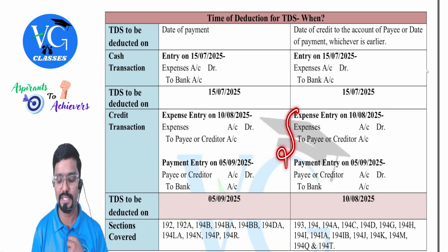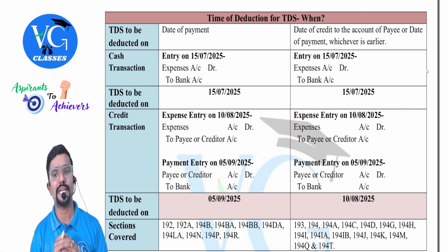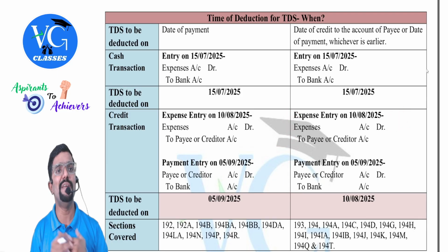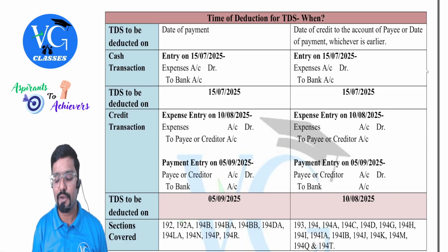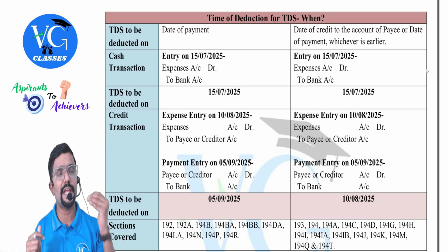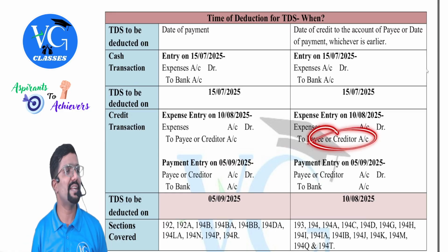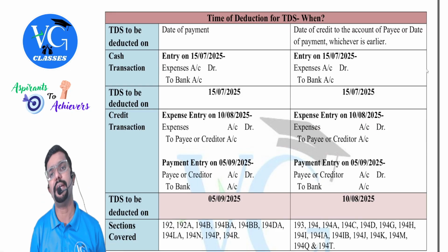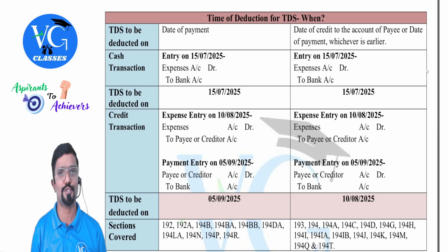Next, credit transaction. This is important. Sir, I have incurred an expense of, assume, 10 lakh, but I am not paying immediately. I have incurred the expenses on 10th August, so we are passing the entry. Expenses to whom? Payee or creditor. We normally use their name, but here I am using the name payee or creditor. Whatever is their name, we will use it in the books.